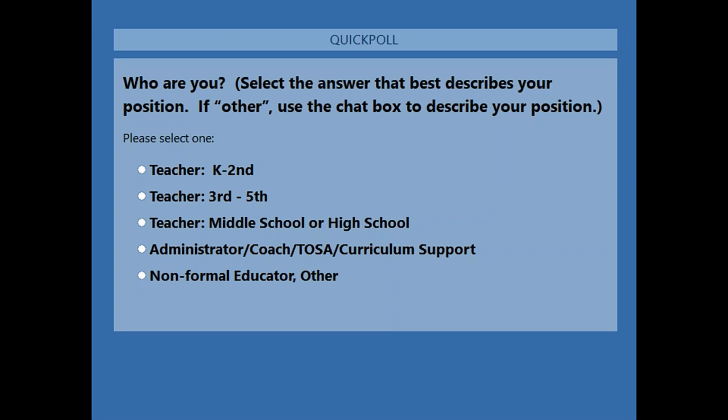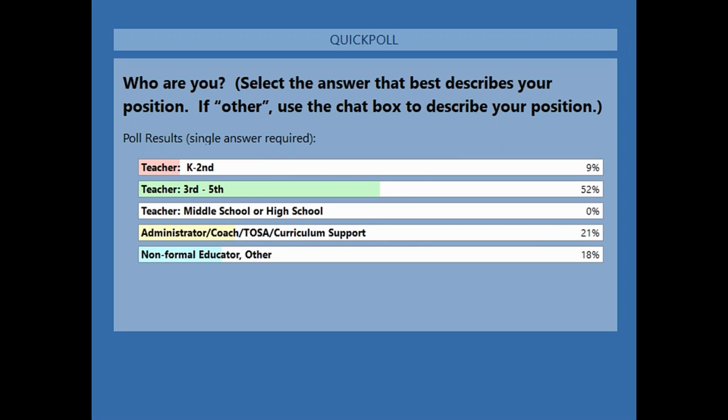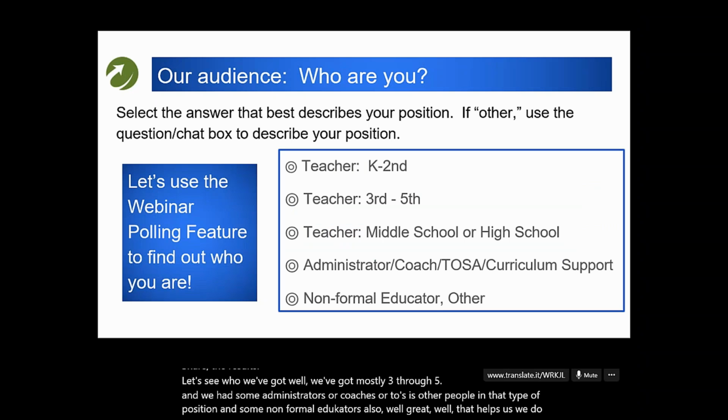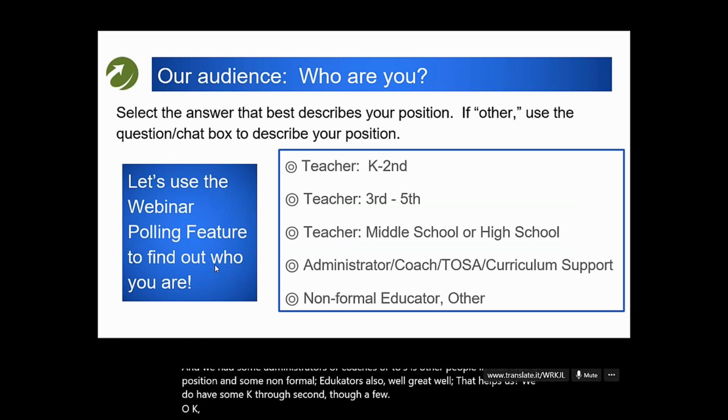I am going to go ahead and close that and share the results. Let's see who we've got. Well, we've got mostly 3 through 5. And we have some administrators or coaches or TOSAs, other people in that type of position, and some non-formal educators also. Okay, well, great. That helps us. We do have some K through second, though, a few. Okay, so let's keep moving on.